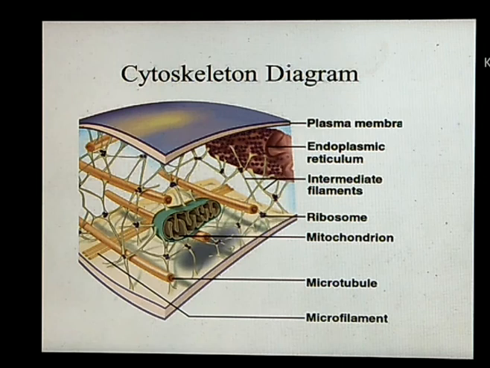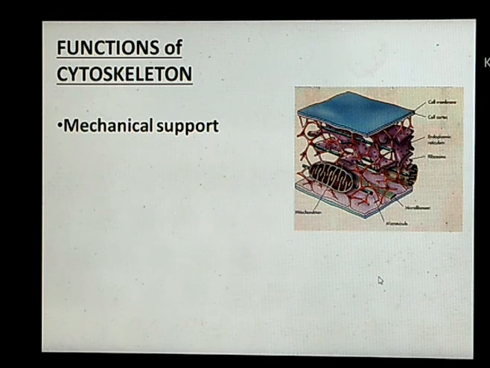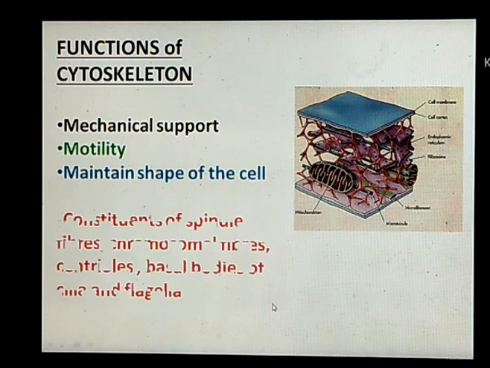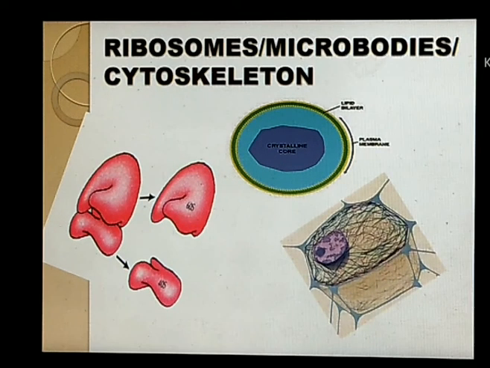These tubules can be single or in bundles in the cytoplasm. They help in maintenance of the shape of the cell. In general, the cytoskeleton gives mechanical support, helps in motility and maintains the shape of the cell. They are the major constituents of spindle fibers, chromosomal fibers, centrioles, and the basal body of cilia and flagella. So this is all about the three organelles that we have gone through today.